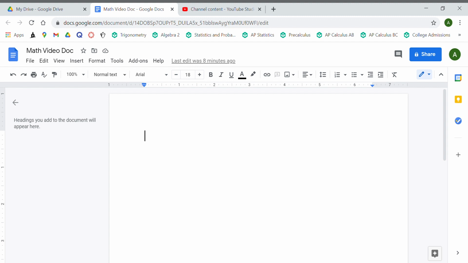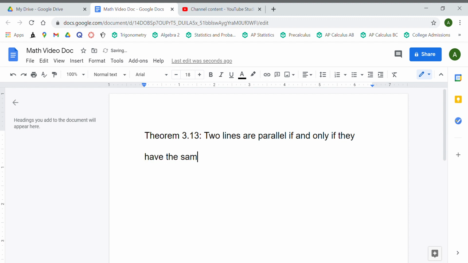For geometry students, on the other hand, you get to learn one more concept. Okay, so here we go. Let's get started. Remember, slope is how we can identify parallel and perpendicular lines. So here's theorem 3.13. Two lines are parallel if and only if they have the same slope.